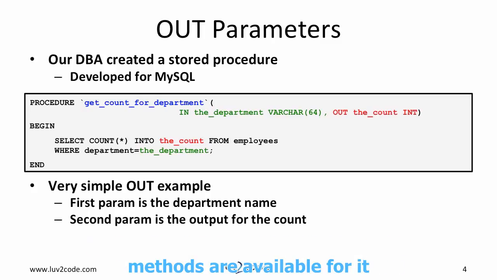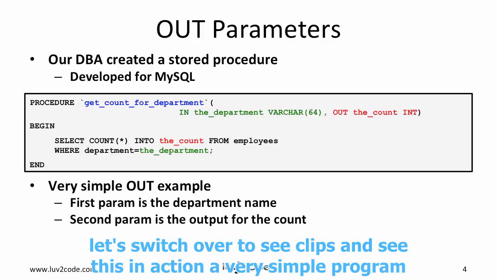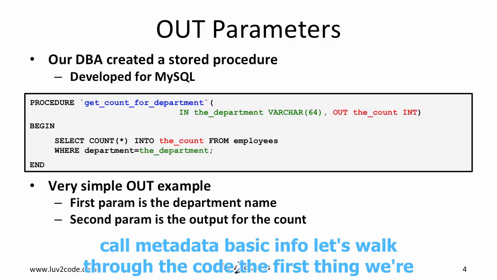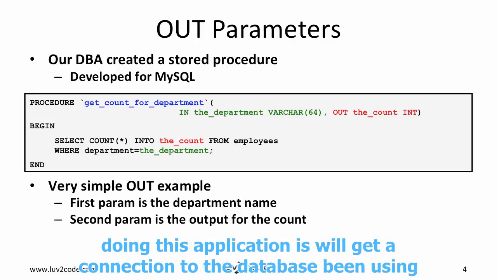The first parameter is the department name. The second parameter is the output for the count. This is a contrived example. We could do the same thing with a regular SQL statement, but here we're just trying to demonstrate out parameters with store procedures. You could develop a more advanced store procedure that could return different types of data.